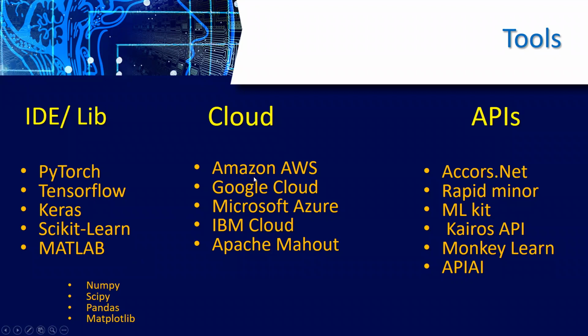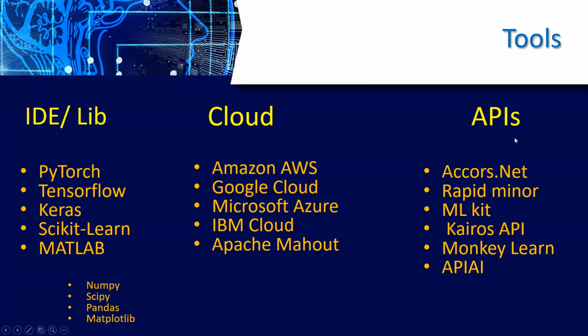So coming to cloud, Amazon has the AWS service, Amazon Web Services, and Google Cloud like Colab, and Microsoft Azure, IBM Cloud, and Apache Mart. All these are different cloud platforms. We can hire some storage and some computational resources, and we can directly perform our operations inside the cloud without using our local resources.